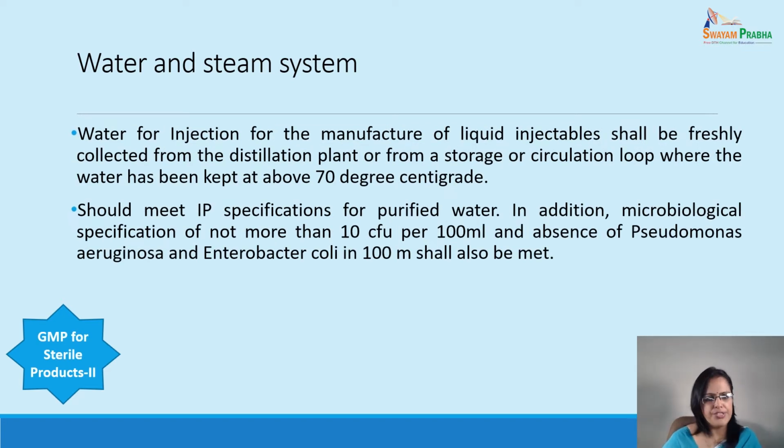Water for injection for manufacturing of liquid injectables shall be freshly collected from the distillation plant or from the storage or circulation loop where the temperature is maintained at 70 degrees centigrade. This we also study in the water management system. The storage conditions for the water recommend that it should be maintained at a temperature of at least 70 degrees centigrade, so from that source only water should be collected.